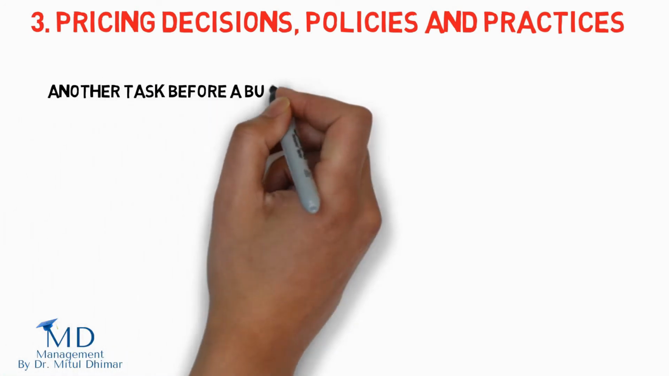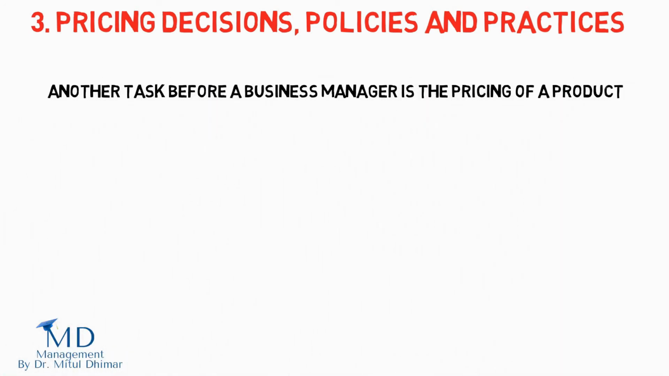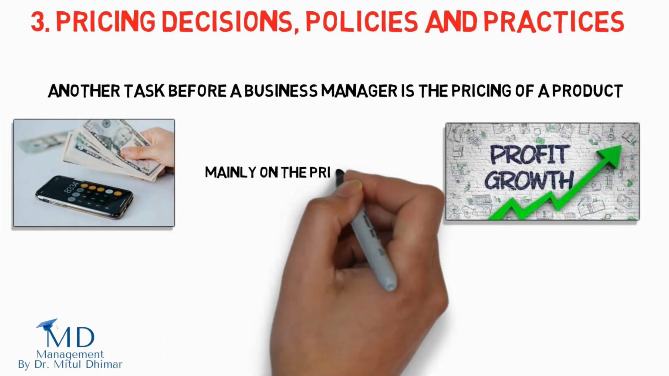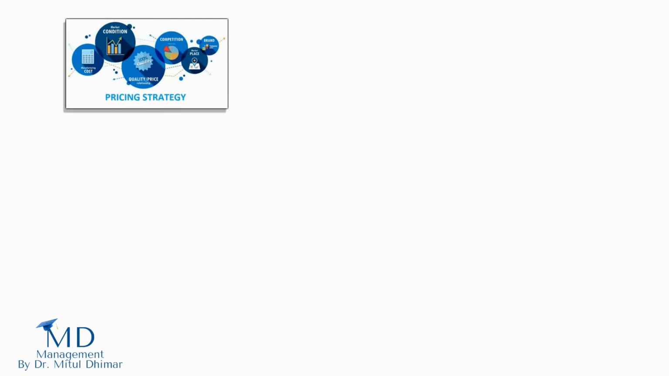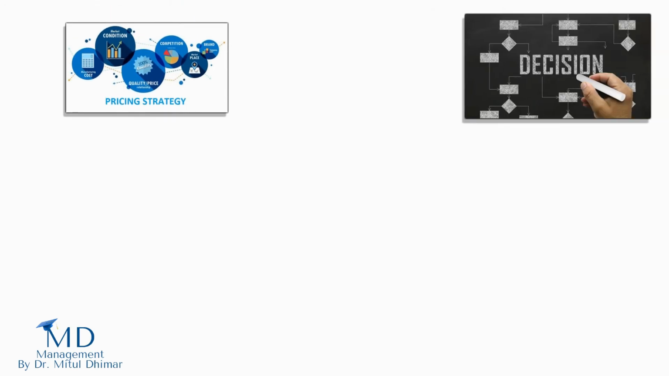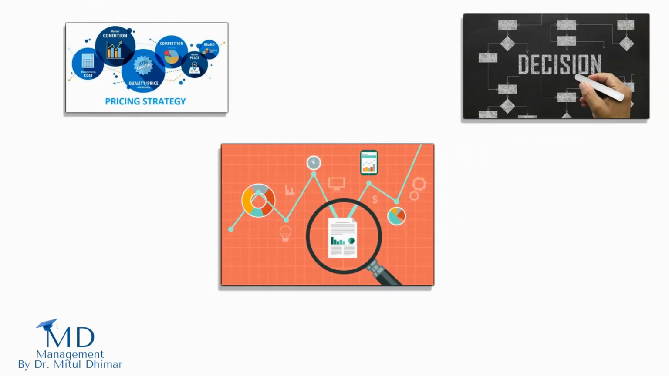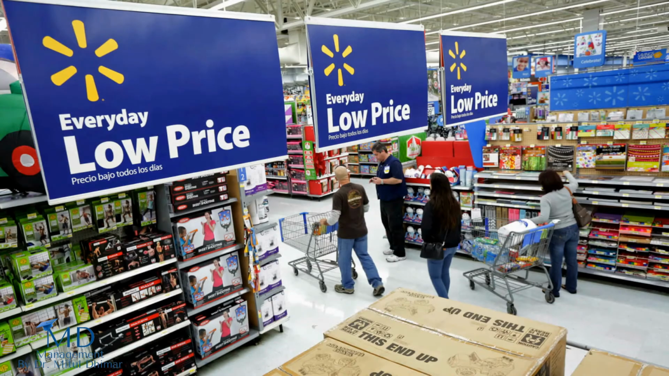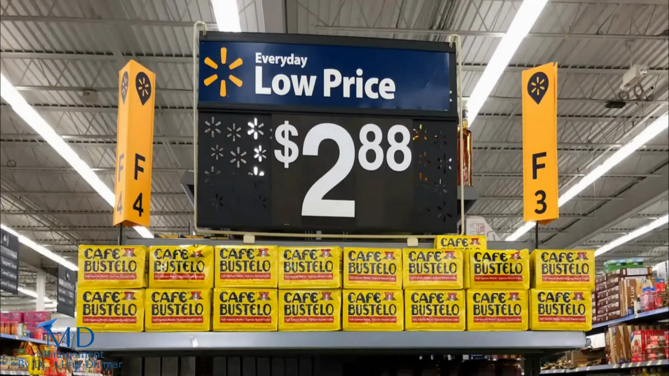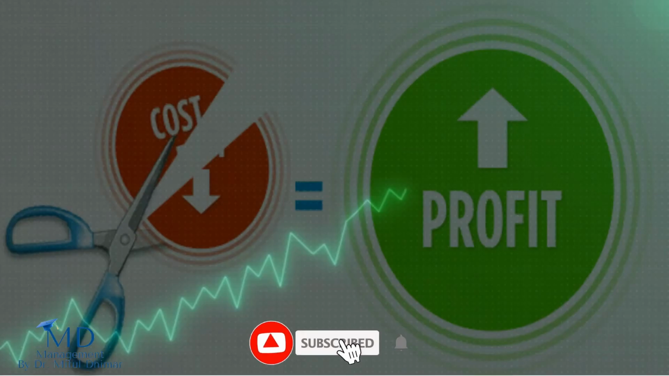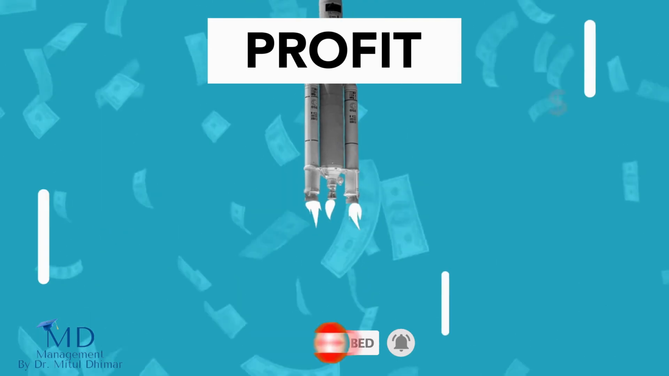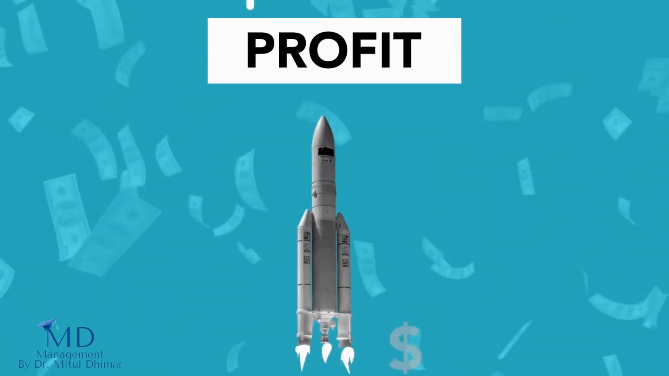Pricing decisions, policies and practices. Another task before a business manager is the pricing of a product. Since a firm's income and profit depend mainly on the price decision, the pricing policies and all such decisions are to be taken after careful analysis of the nature of the market in which the firm operates. For example, setting a low current price may be an optimal decision if the consequent establishment of a dominant market position leads to long-run profits sufficient to outweigh any short-run profit sacrifice.